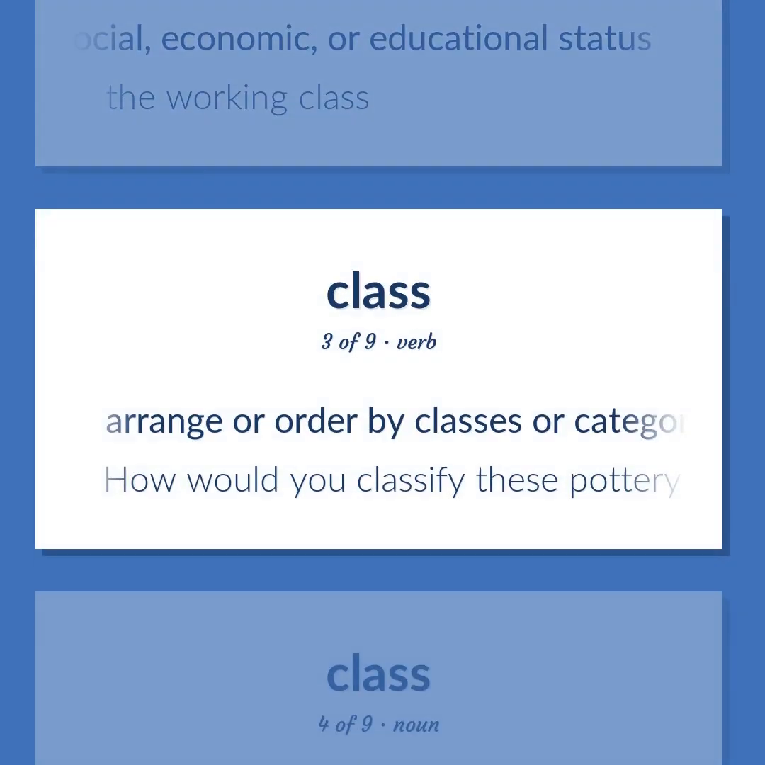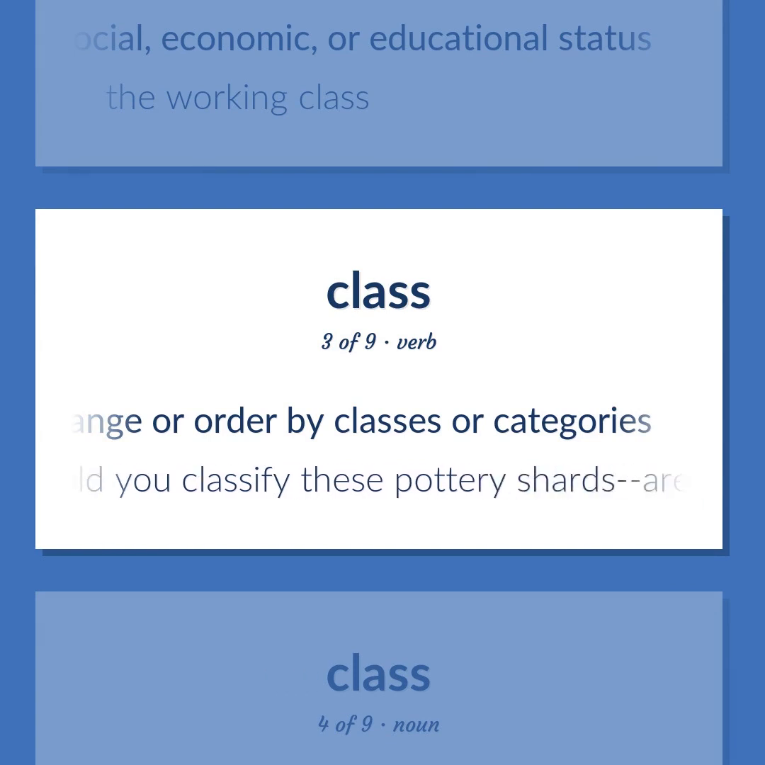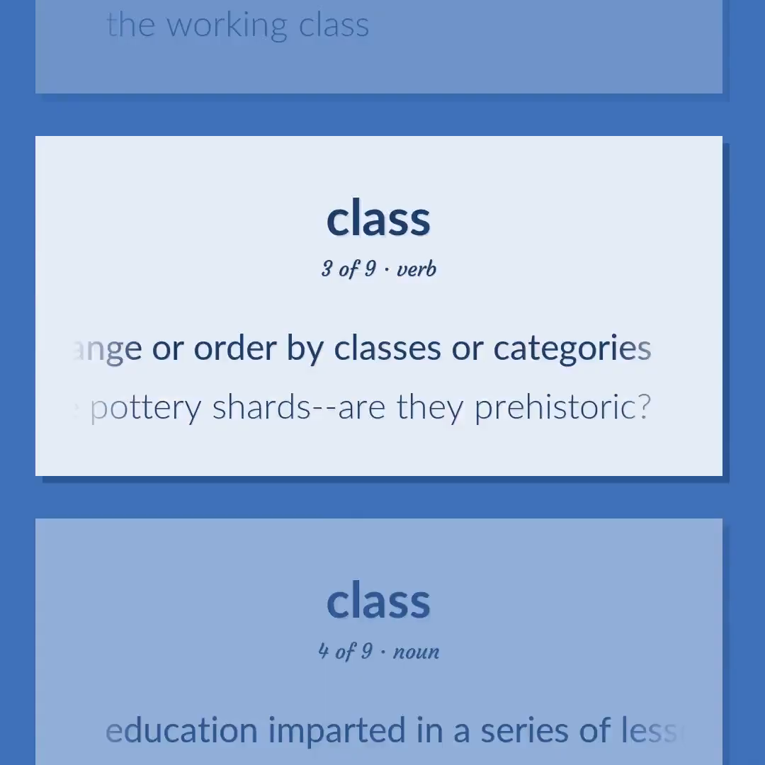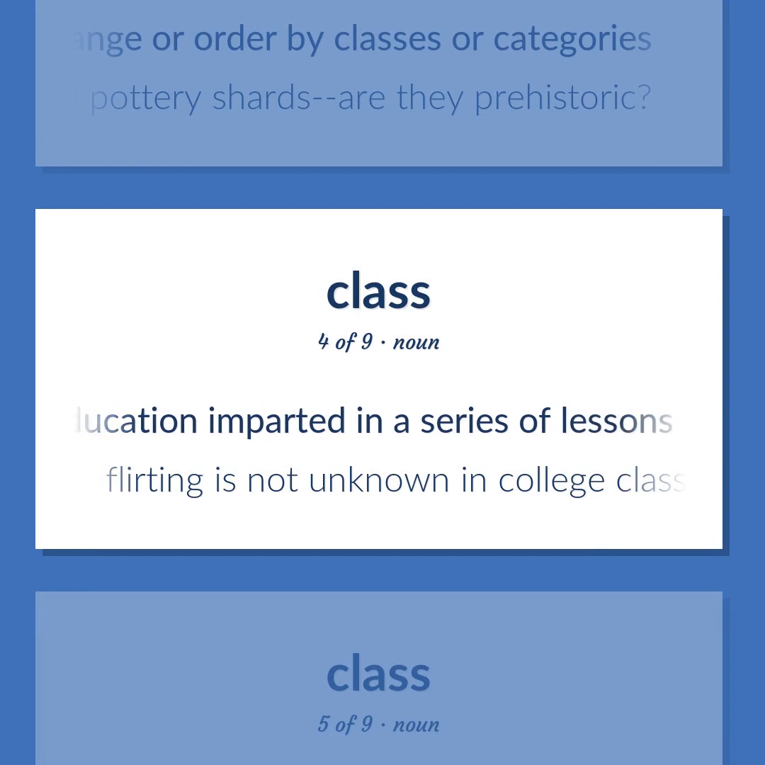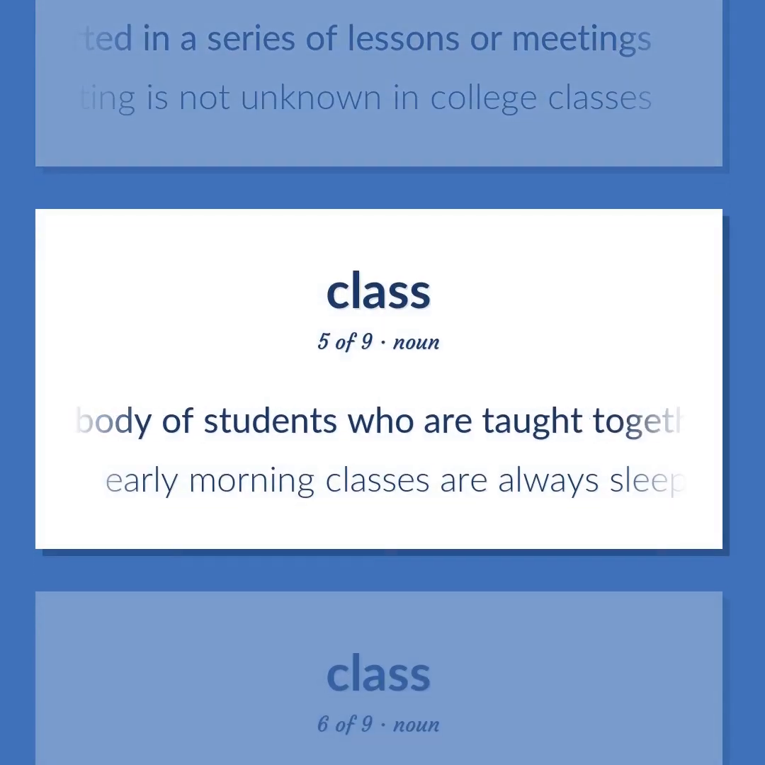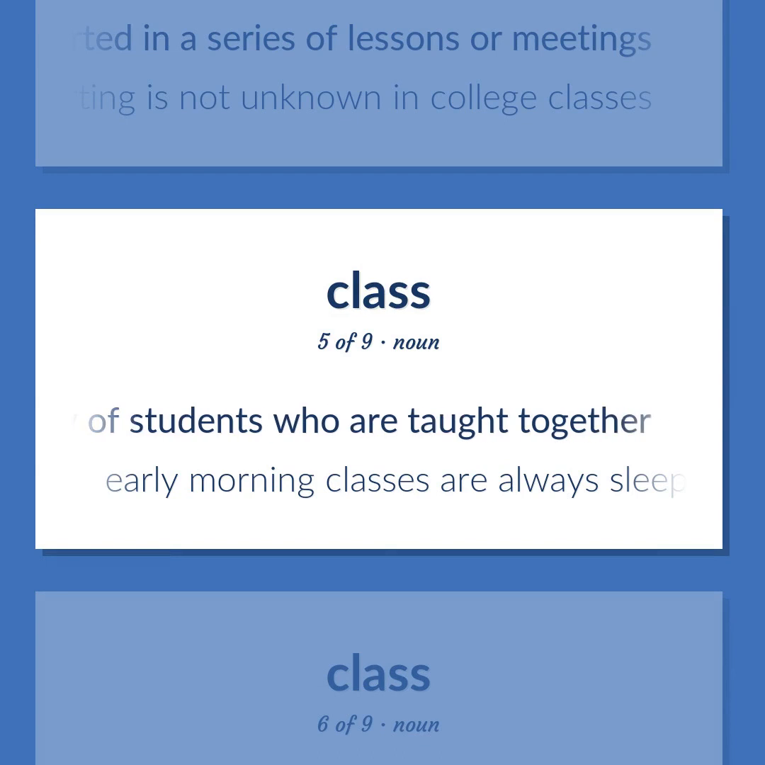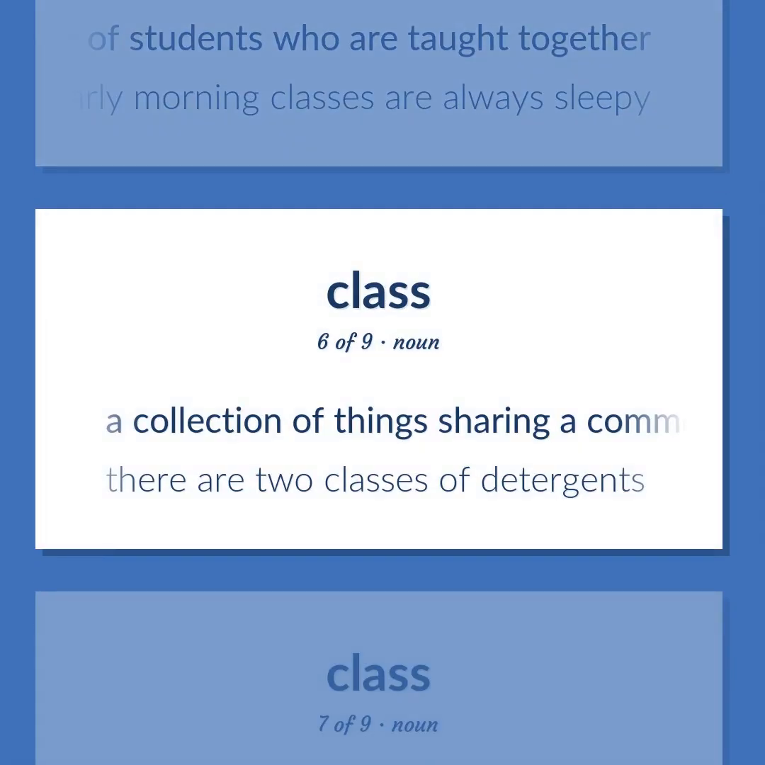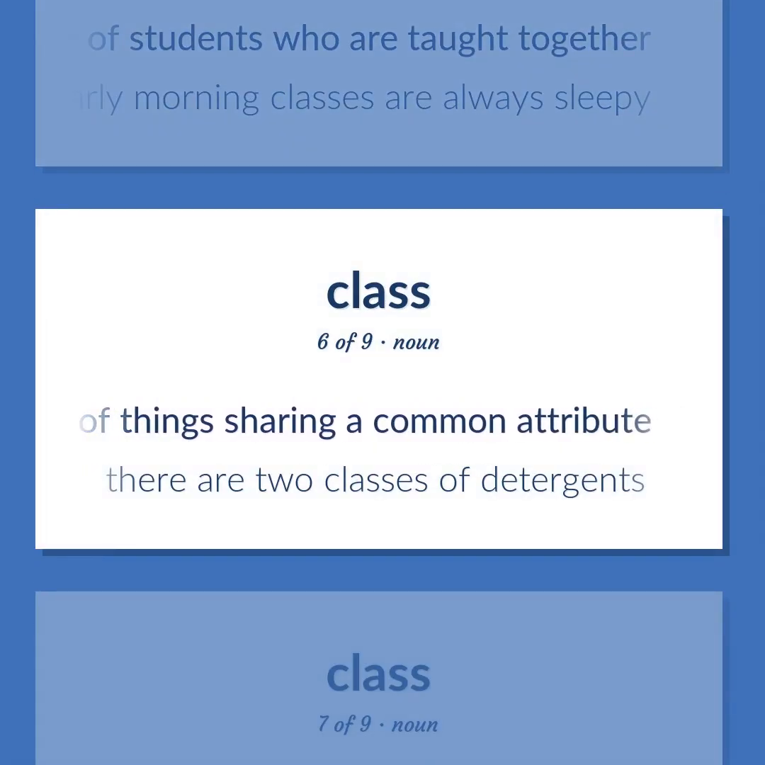Arrange or order by classes or categories. How would you classify these pottery shards? Are they prehistoric? Education imparted in a series of lessons or meetings. Flirting is not unknown in college classes. A body of students who are taught together. Early morning classes are always sleepy. A collection of things sharing a common attribute. There are two classes of detergents.